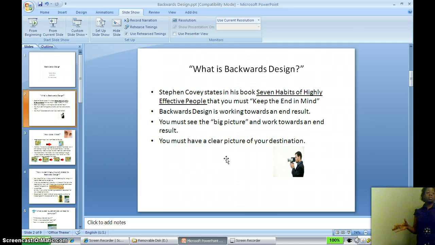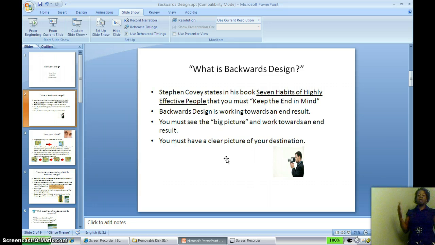And today we want to spend some time thinking about a new way to look at our curriculum. Today we want to look at our curriculum in a different way by looking at a backwards design model for our curriculum. Now, Stephen Covey states in his book, Seven Habits of Highly Effective People, that you begin with the end in mind. As we look at our curriculum today and look at it a different way, we always want to think we're beginning with the end in mind. So we want to look at the big picture of what we're covering and work towards an end result. You must have a clear picture in your mind of your destination.